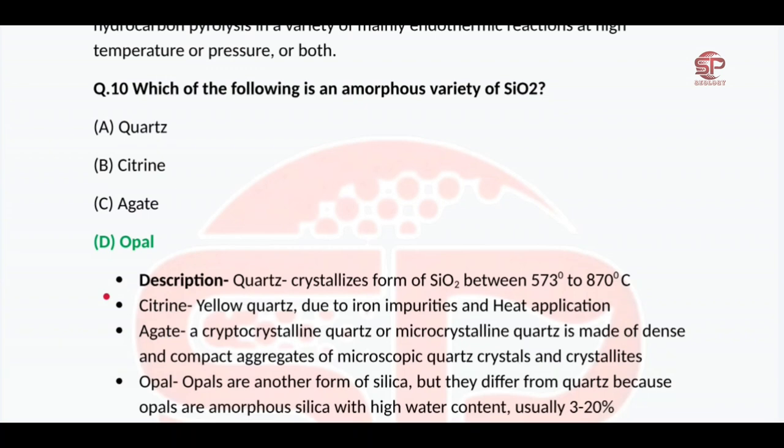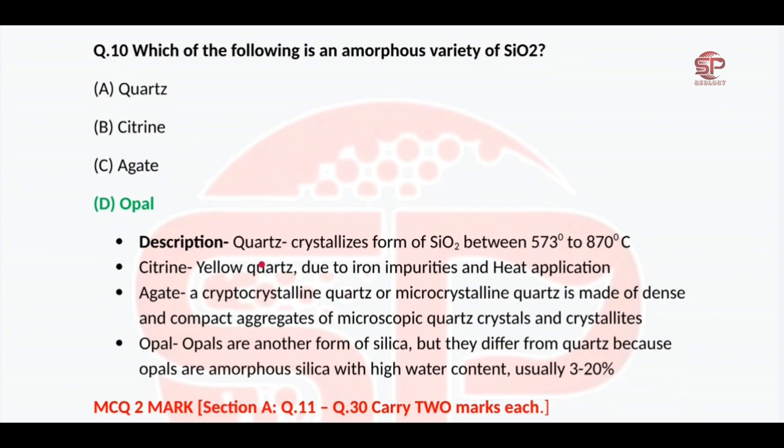Which of the following is an amorphous variety of SiO2? SiO2 has different varieties. What is a crystalline variety? Then citrine and onyx: citrine is a gem variety, onyx is a crystalline variety. Then opal, it is a non-crystalline variety, or you can say amorphous variety. So the answer will be D.